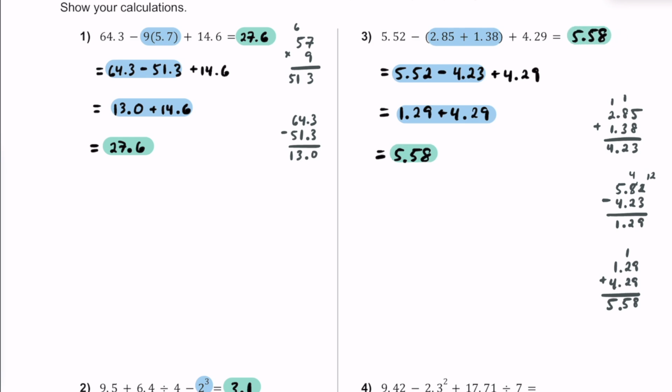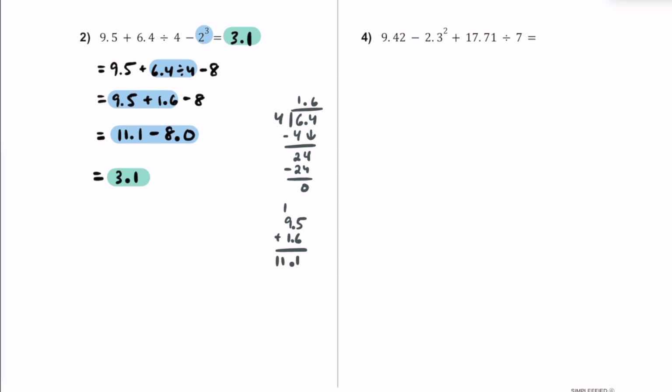Okay, cool. Let's check out number 4. For number 4, out of all the different operations here, I think we're going to start with the power. So we have this 2.3 raised to the second power. I'm going to write equals 9.42 minus, and let's do 2.3 squared. That one I can't do in my head.